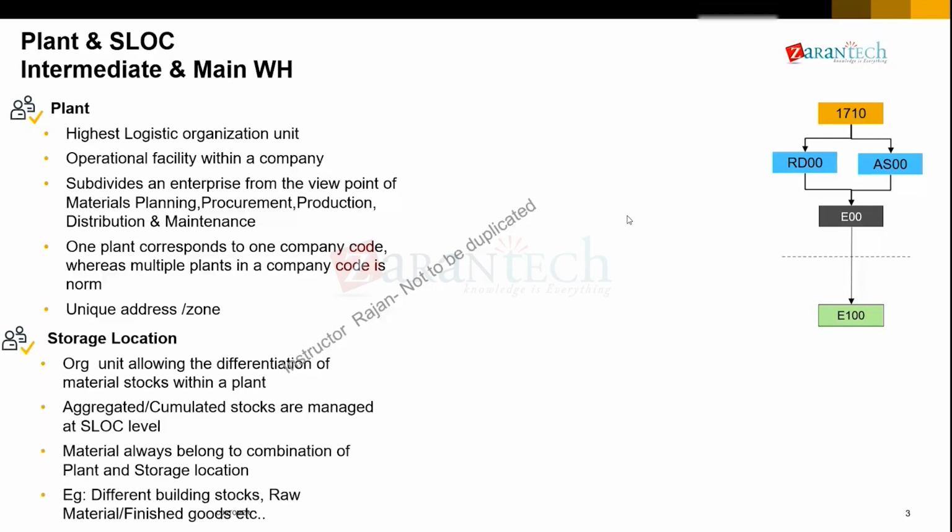Storage location, as we know, is the one wherein the aggregated or accumulated stocks are managed at the storage location level. And if there are different kinds of stocks, for example, raw material, finished goods, or if a client is dealing with plumbing items and electrical items, maybe there are different storage locations, one for plumbing, the other one for electrical goods.